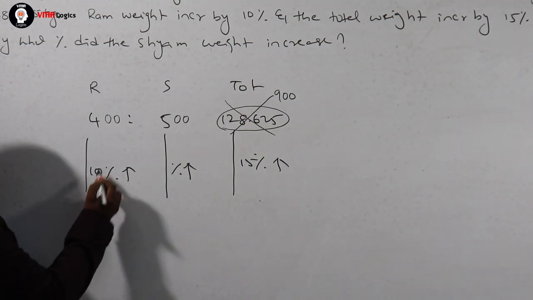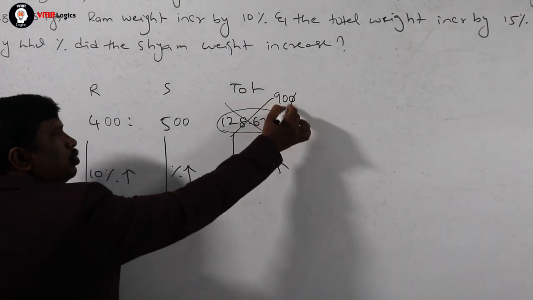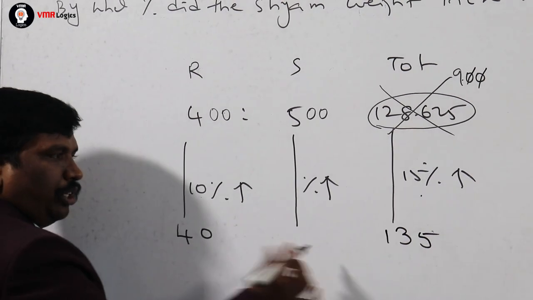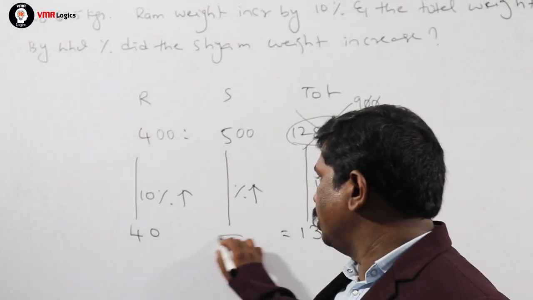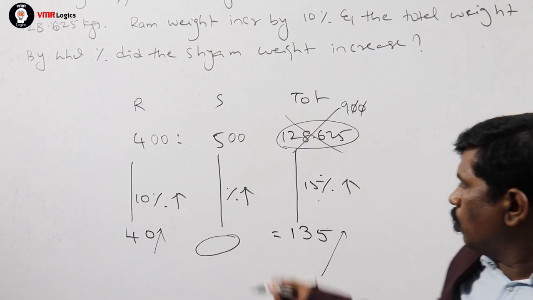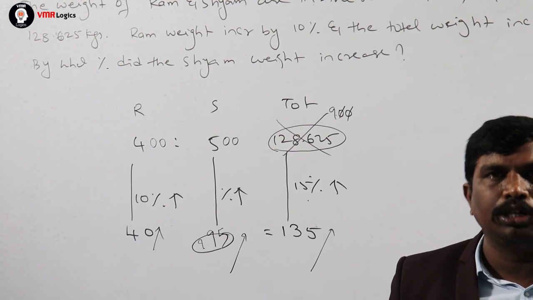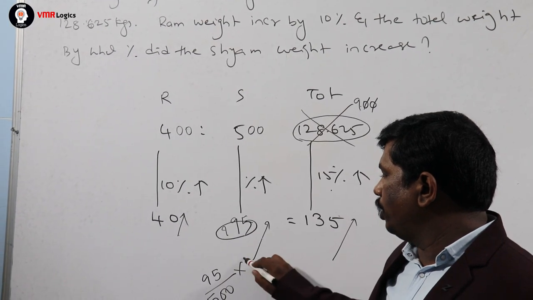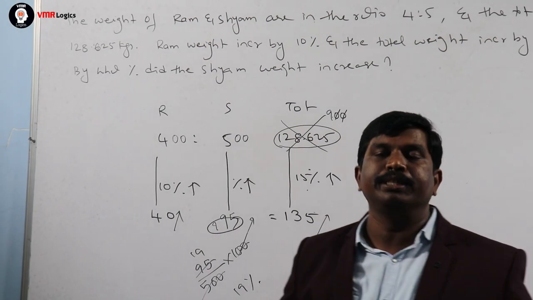Come on, guys, just increase Ram weight by 10%: 40 increase. Total weight increased by 15%: two zeros cancel, multiply 9 by 15, that is 135 total weight increased. Ram weight 40 increased, total weight 135 increased. So obviously Shyam weight increased by 95. I want to know the percent of Shyam weight increase. So the percent of increase is 95 by 500 into 100, which is 19%. So Shyam weight increased by 19%.